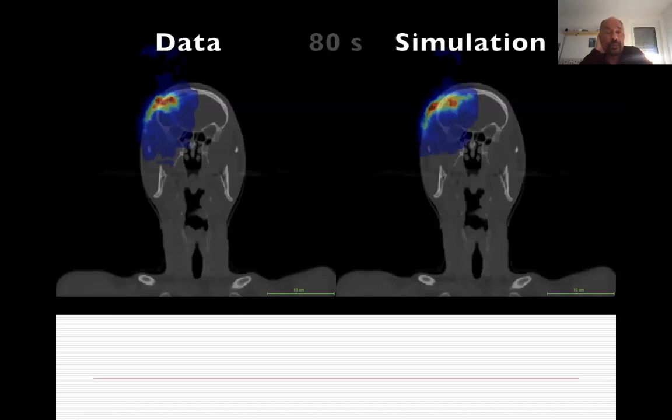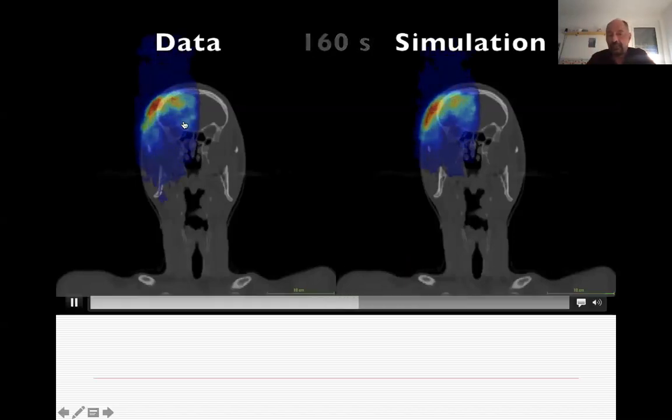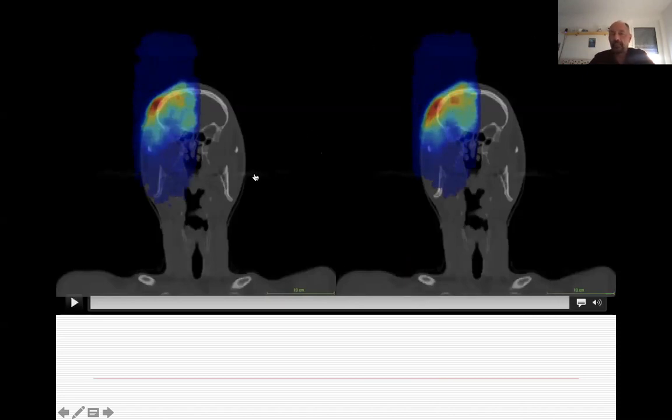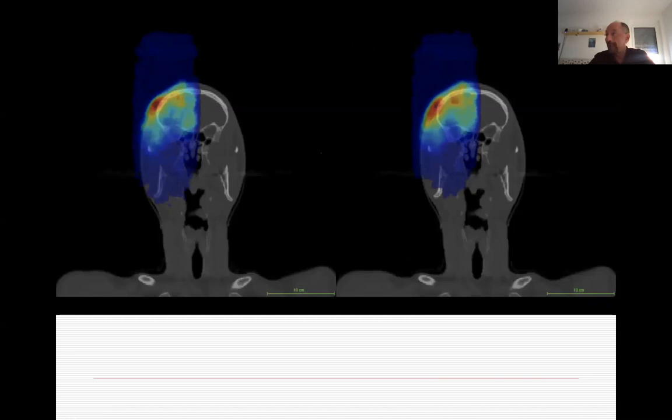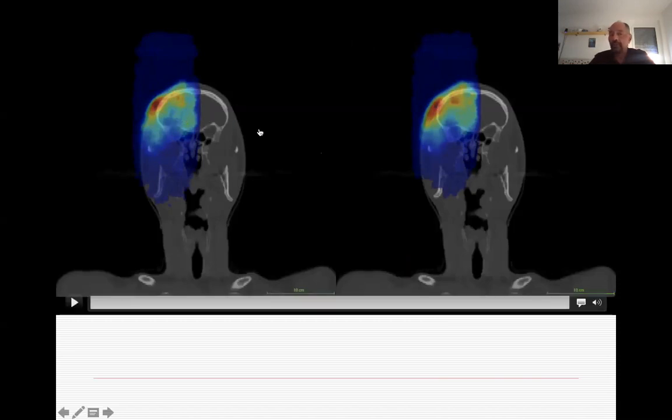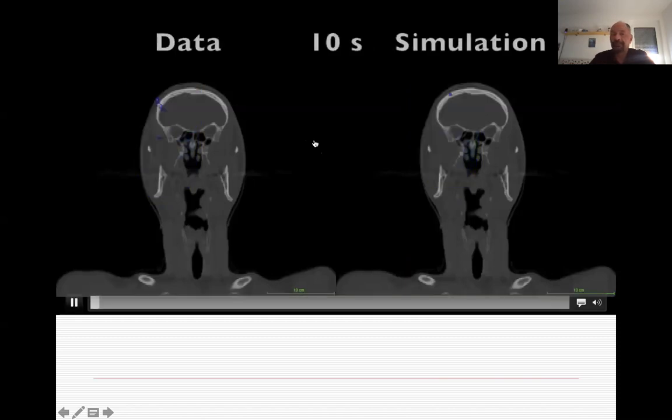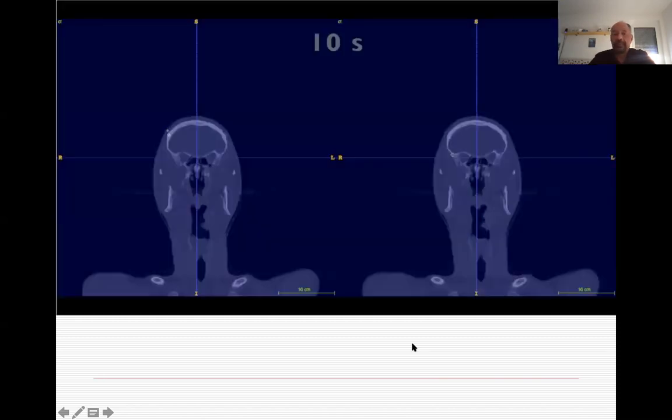This is a nice movie showing the data and the simulation for the PET imaging of a tumor at CNAO. You see, these are the data, and this is the simulation, and you see how well you can reproduce the position of the beam. And this is another example.